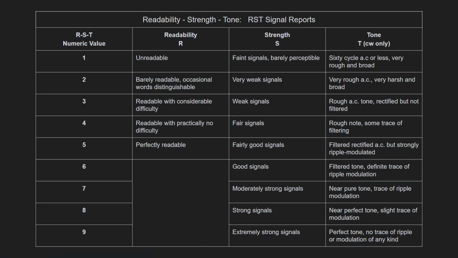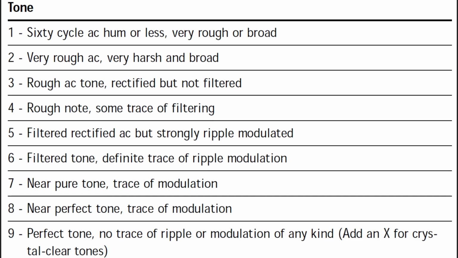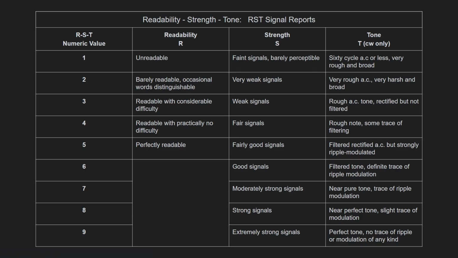Sum up the table, and this T is the old standard, and this is the new standard already. So you see that for RST, R should not go beyond 5. 5 is the maximum, 9 is the maximum, and T9 is the maximum. Note that T is for Morse code only, which we call CW, continuous wave.